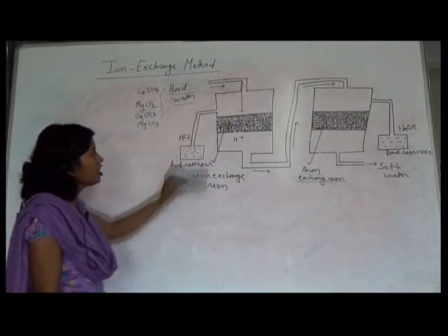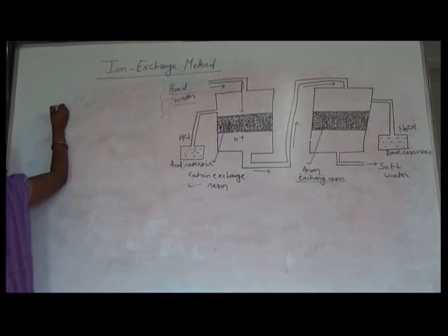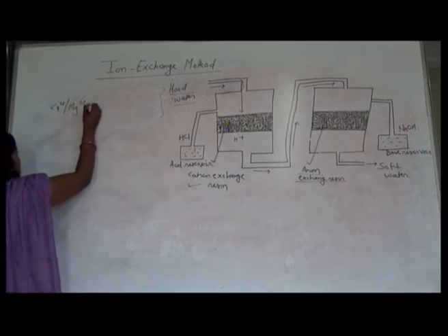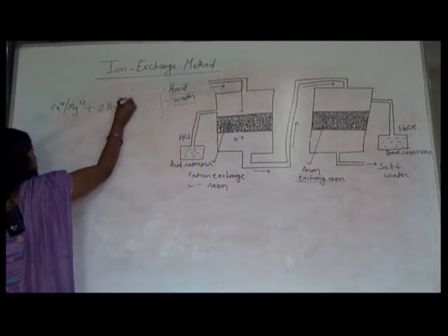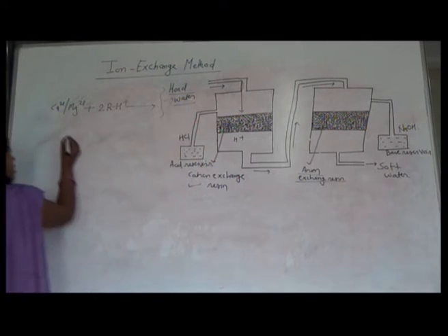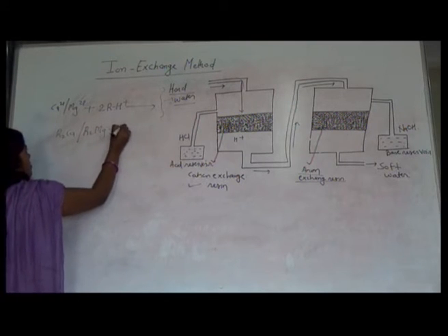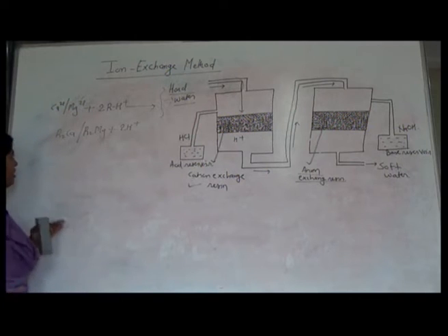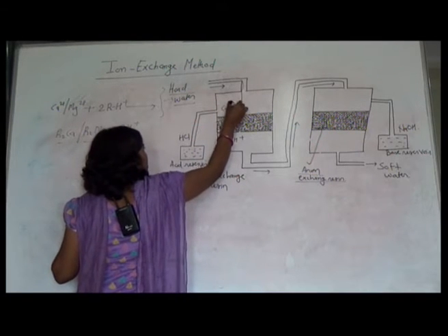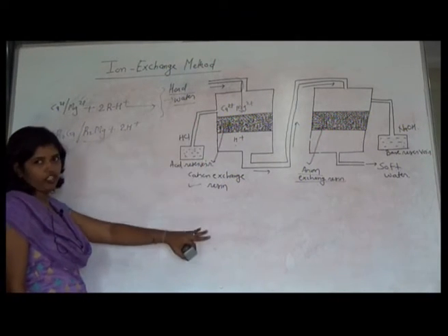So how does the reaction occur in the first tower? Let's see. For example, cations like Ca2+ or Mg2+ are present in the hard water. They react with RH, meaning this is a cation exchange resin. That exchange reaction goes on. How? We get R2Ca or R2Mg plus 2H+. So in this way that resin takes calcium or magnesium ion from the water, and it gives this H+ ion to the water.